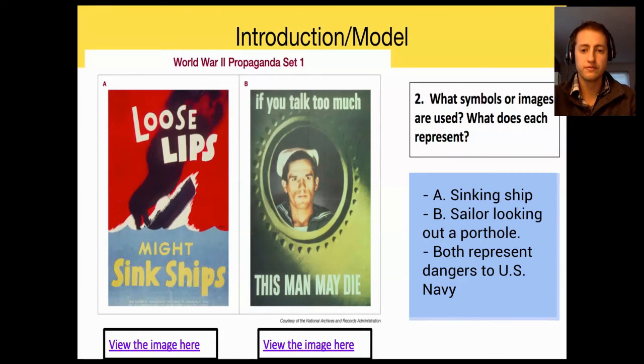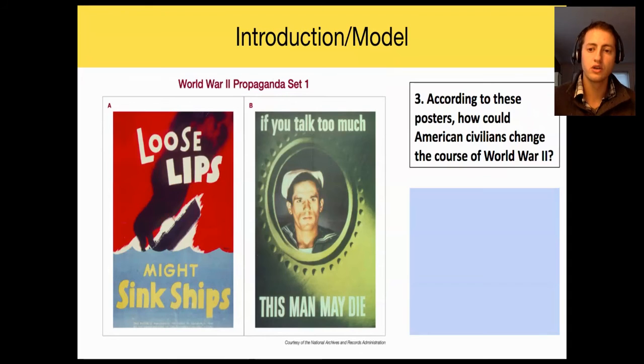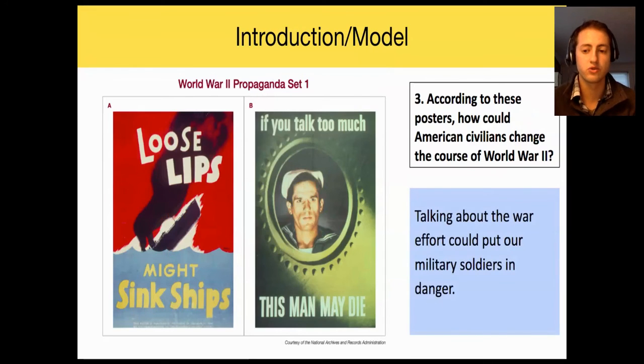And the third question, according to these posters, how could American civilians change the course of World War II? Here, it's similar to the first question. Americans can make sure that they are not going to be talking about the comings and goings of the military, or putting it into letters or anything like that.